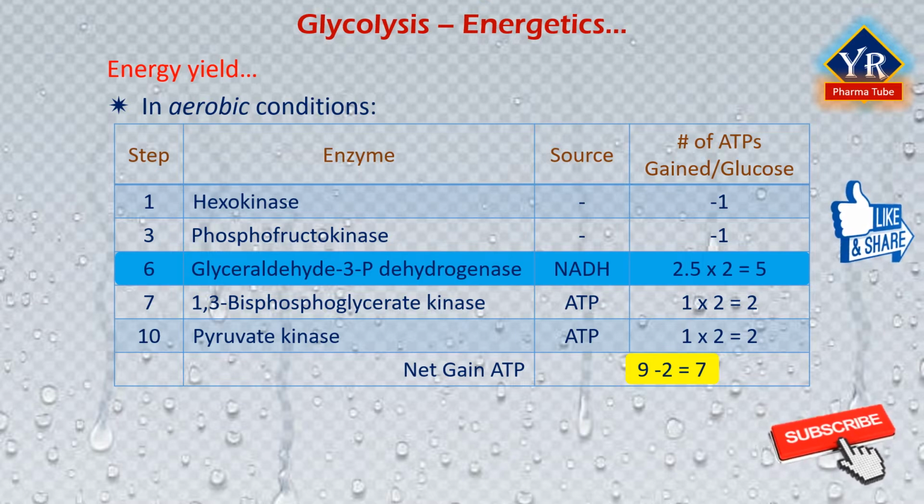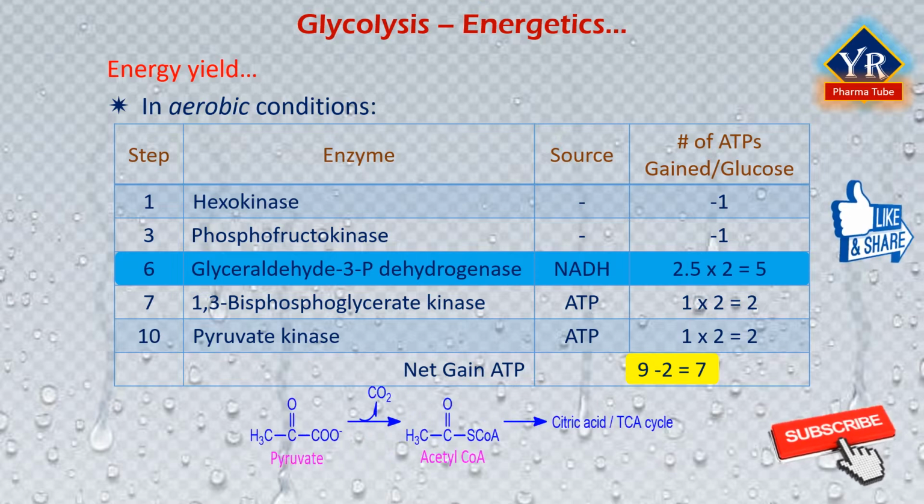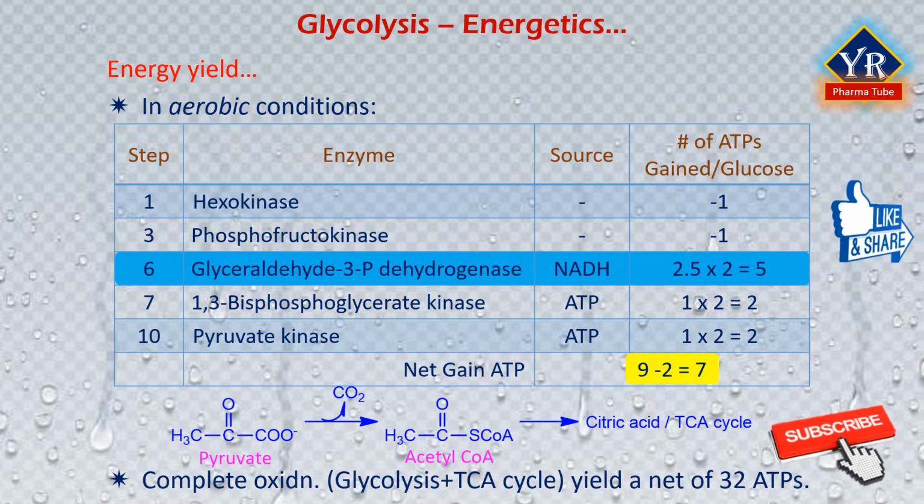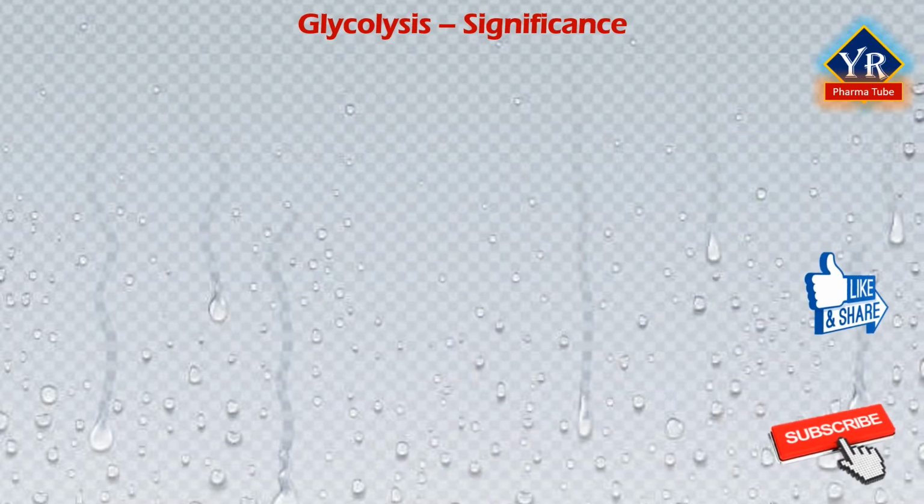In aerobic conditions, pyruvate is converted to acetyl-CoA, which enters the TCA cycle for complete oxidation. The TCA cycle, or the reactions involved in the TCA pathway, will be discussed in later videos. Complete oxidation of glucose through glycolysis plus the citric acid cycle will yield a net 32 ATPs. Significance or importance of glycolysis.